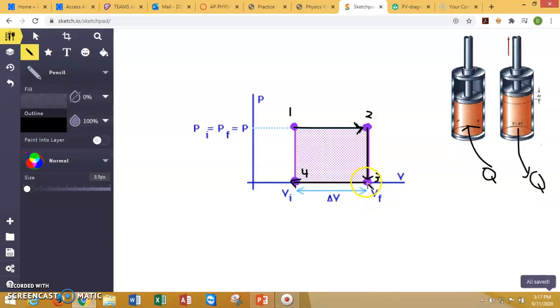Now, what if we go from state 3 and take the gas to state 4? Well, what's happening here is pressure stays the same, and our volume drops. So what does that mean?